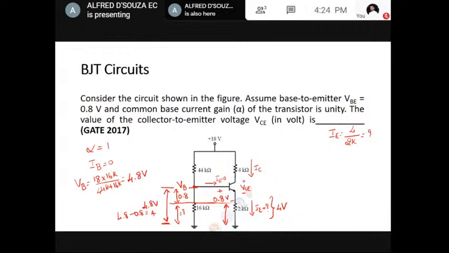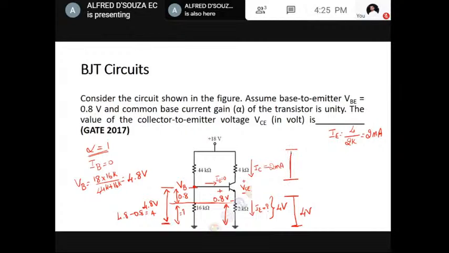It is 2 milliampere. And because alpha is 1, IC is also 2 milliampere. You don't have to calculate. Okay. So what is the voltage from here till the ground? It is 4 volt.